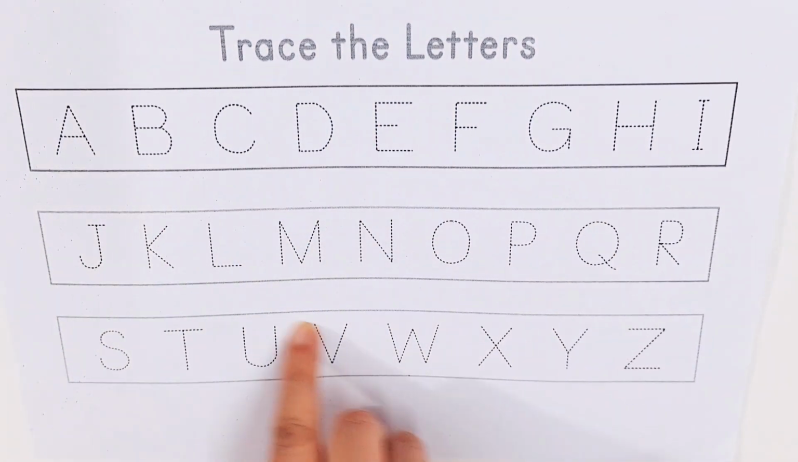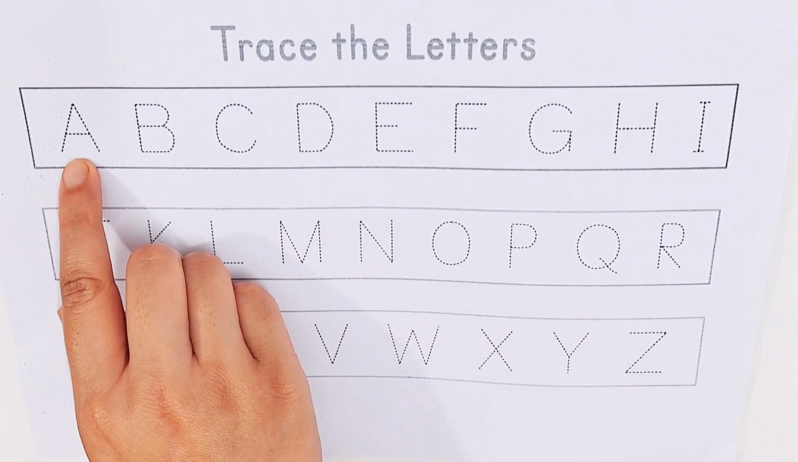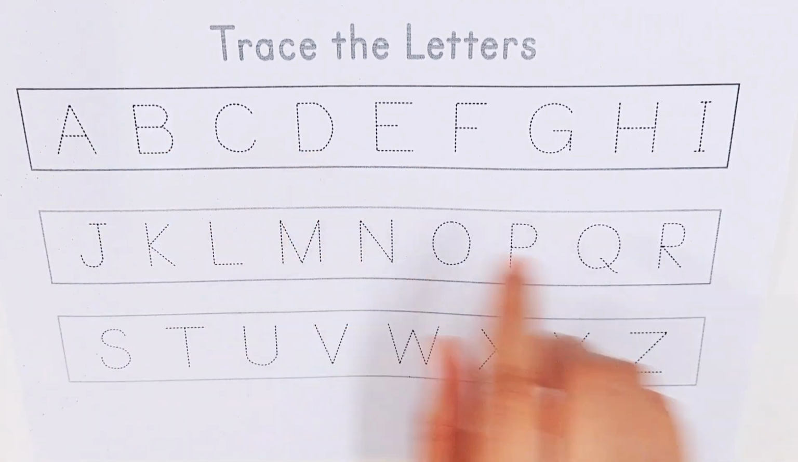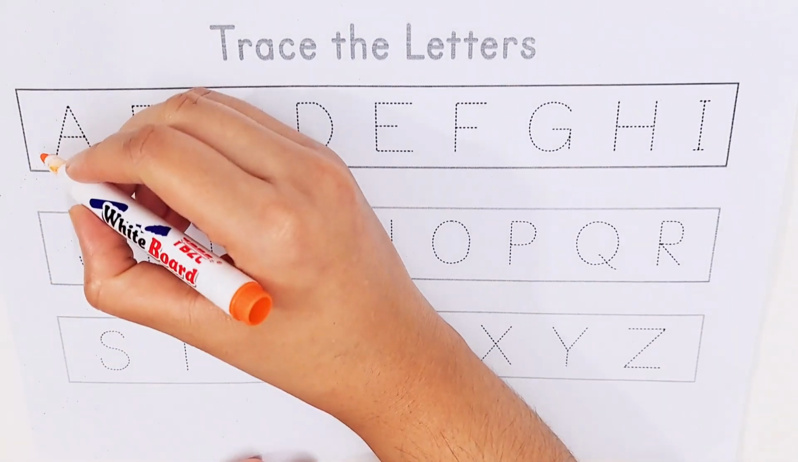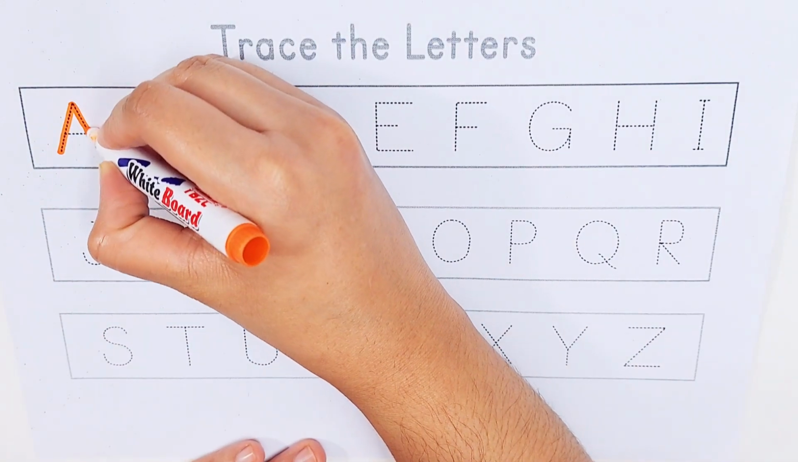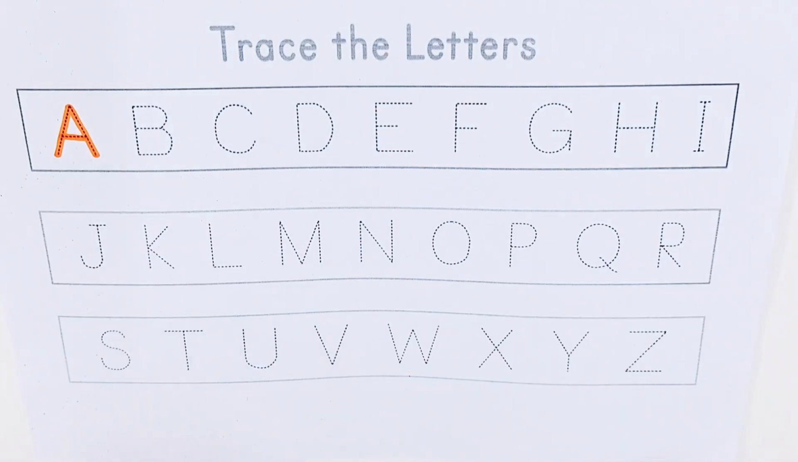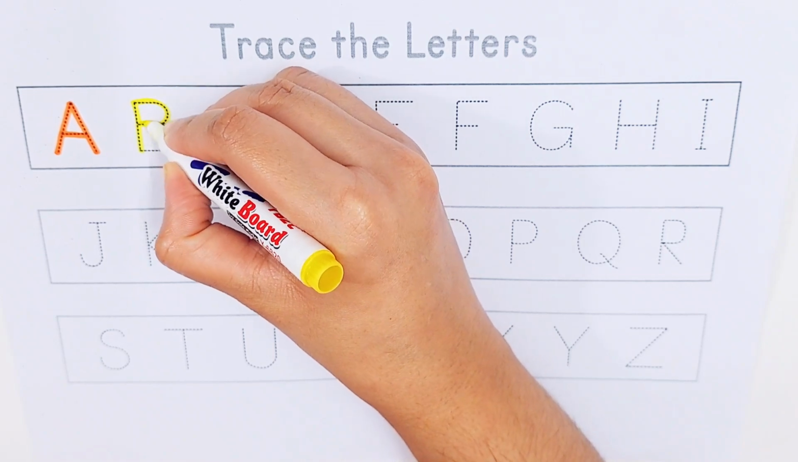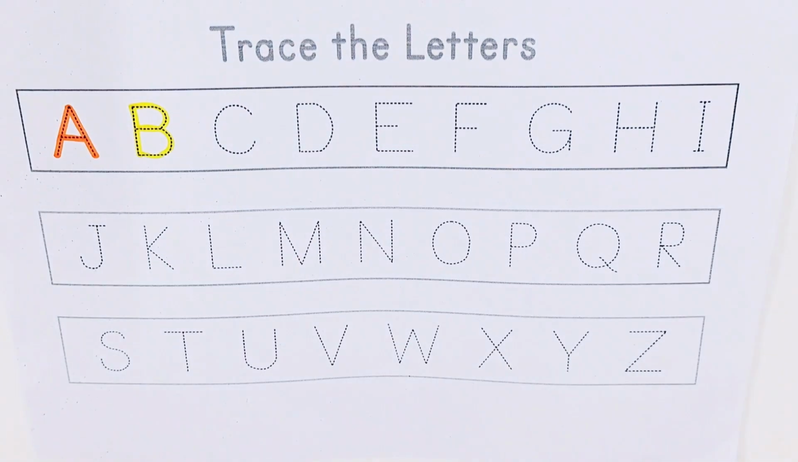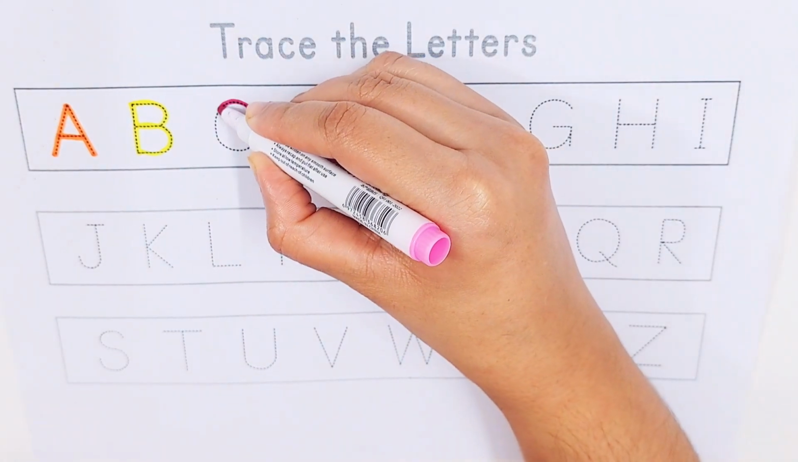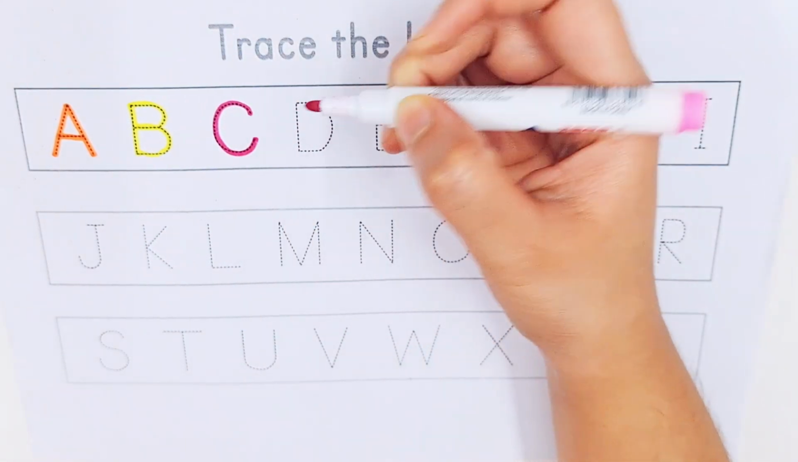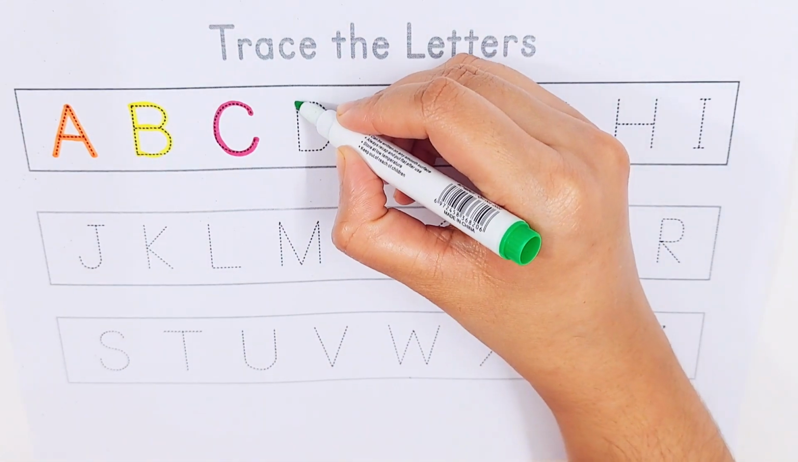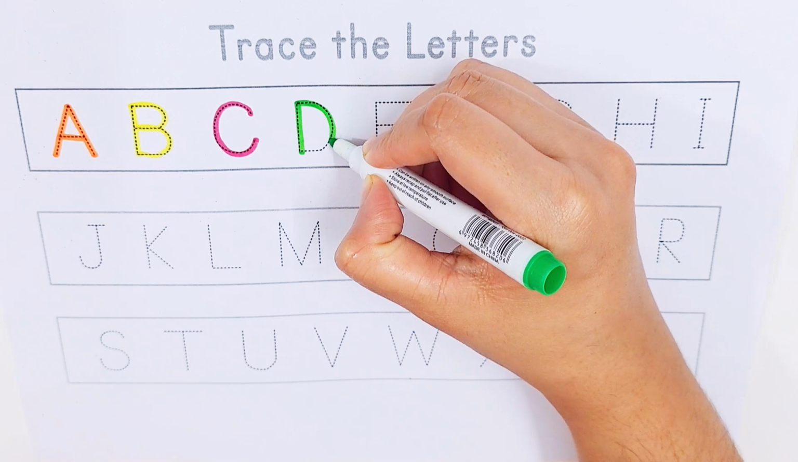Today we are trying to learn some alphabets. A, B, C, D. A for arrow. B for box. C for coffee. D for dust.